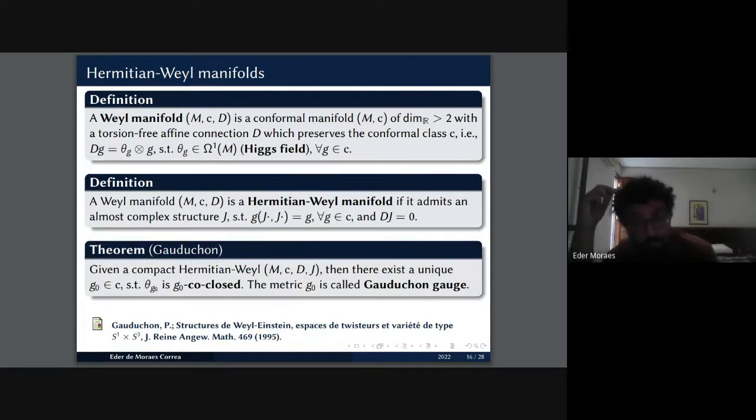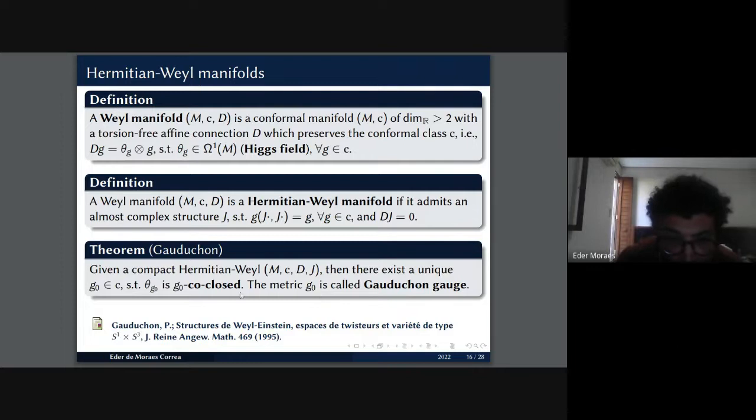And here we have an important result. Given a compact Hermitian Weyl manifold, inside of the conformal class we have a distinguished element, which is called the Gauduchon gauge. It's a Hermitian metric for which the Higgs field is g-naught co-closed, so it's closed with respect to the Hodge star operator induced by the metric g-naught, right? Here we have the reference for this result and other results related to Weyl-Einstein manifolds.